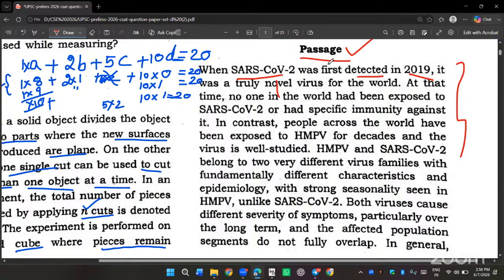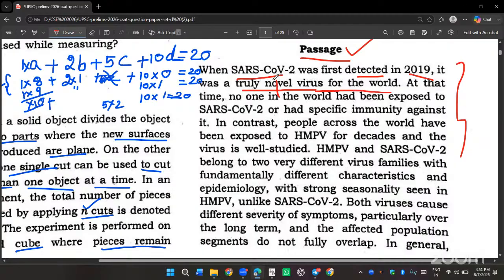But since it is UPSC, civil services, the highest level competitive examination, they will not ask the question like that anyway. So we first detected this. It was a truly novel virus. This statement may be wrong. Maybe. I'm not saying it is wrong.